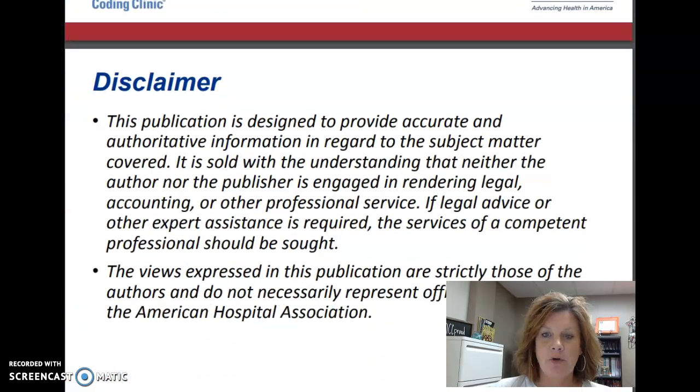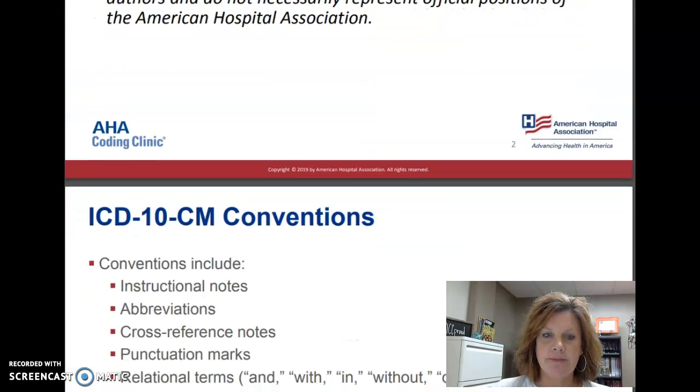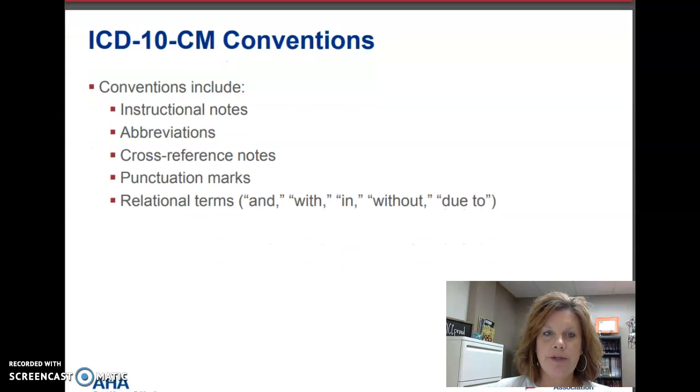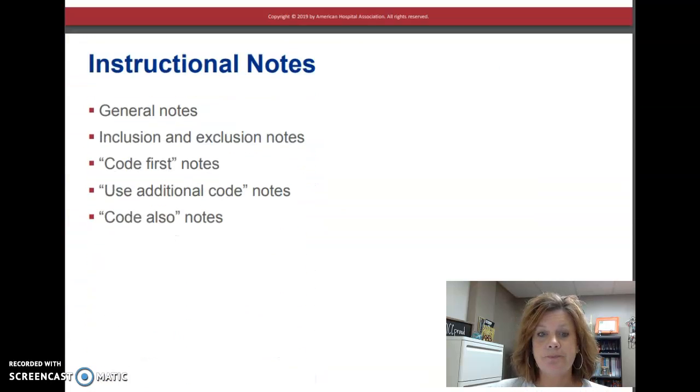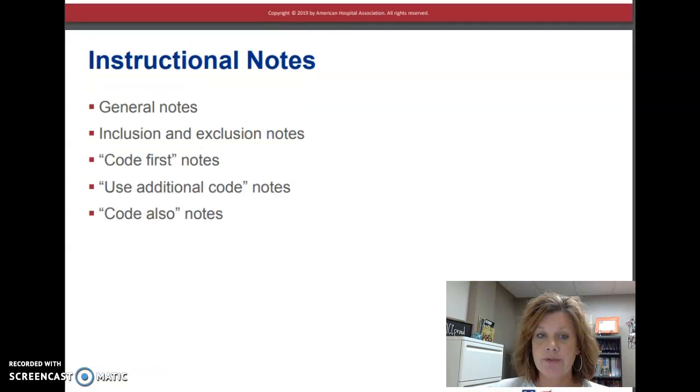We have our disclaimer again, just read through that. Okay, so what are we going to be covering? We're going to be covering instructional notes, abbreviations, cross-reference notes, punctuation marks, and the terms and, with, in, without, do. Our instructional notes: general notes, inclusion, code first, what to use for additional codes, and what to code also.